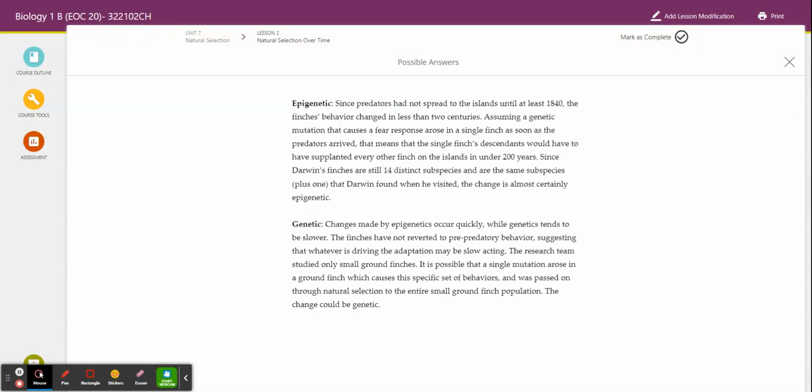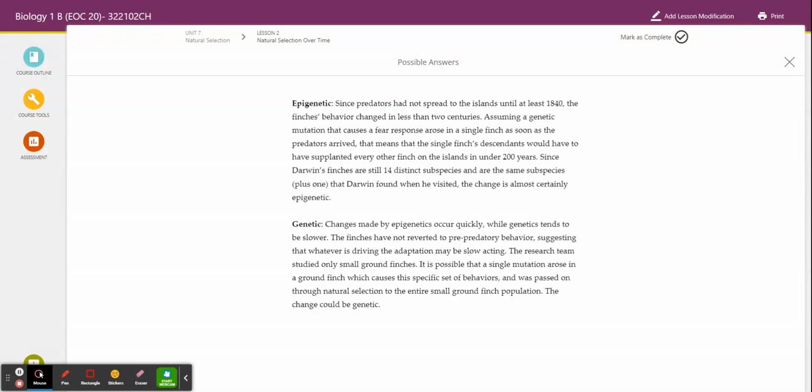Assuming a genetic mutation that causes a fear response arose in a single finch as soon as the predators arrived, that means that the single finch's descendants would have supplanted every other finch on the islands in under 200 years. Since Darwin's finches are still 14 distinct subspecies and are the same subspecies plus one that Darwin found when he visited, the change is almost certainly epigenetic.